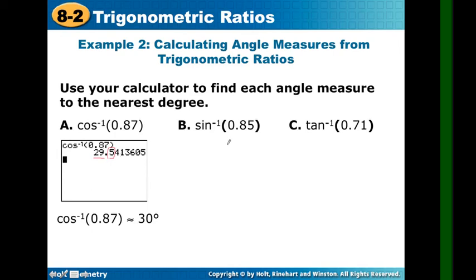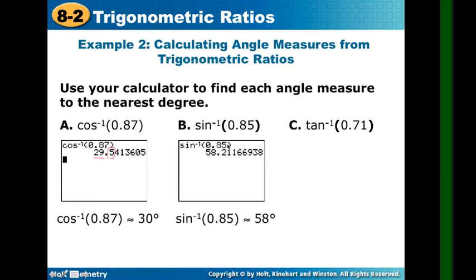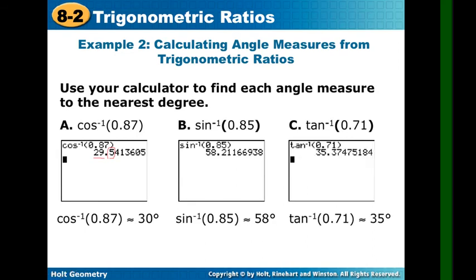Okay? How about this one? Sine negative 1, or inverse of sine times 0.85. So that's equal to 58.21 or 58 degrees. And for tangent, inverse of tangent times 0.71, that's 35.37 or 35 degrees. Clear?